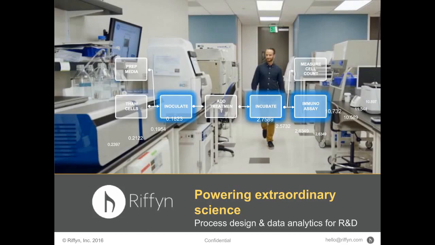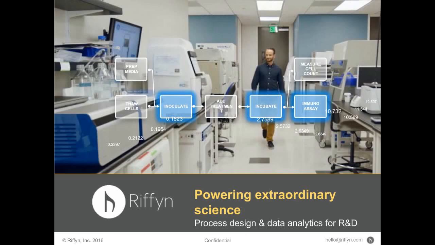Welcome, Tim. Thank you, and thanks for the opportunity to present today. I'm looking forward to telling you about Riffyn and how we're addressing some of the most difficult problems in scientific experimentation and data analytics in modern R&D laboratories. Riffyn is a 3-year-old company based in Oakland, California, and we offer a cloud-based platform for collaborative process design and integrative data analytics of scientific experiments in R&D organizations.